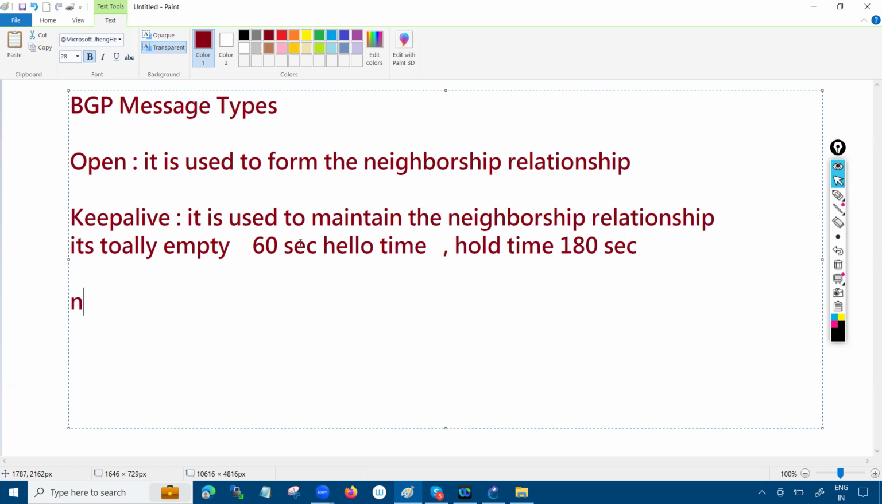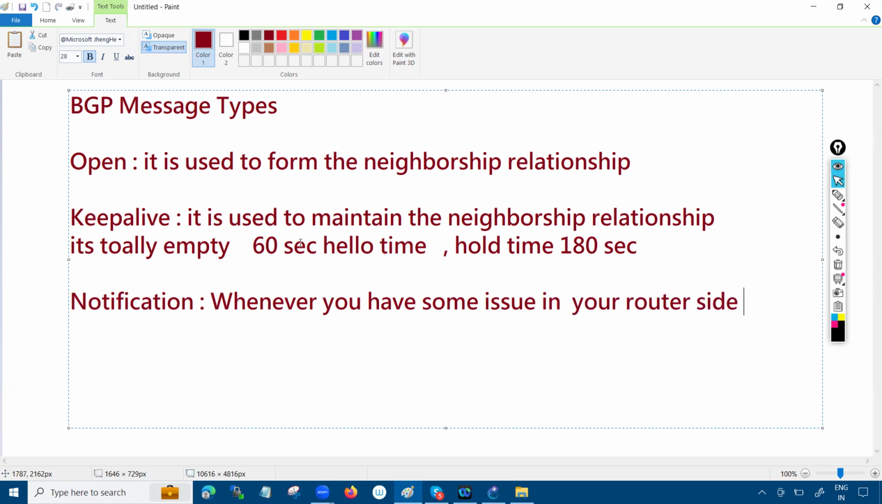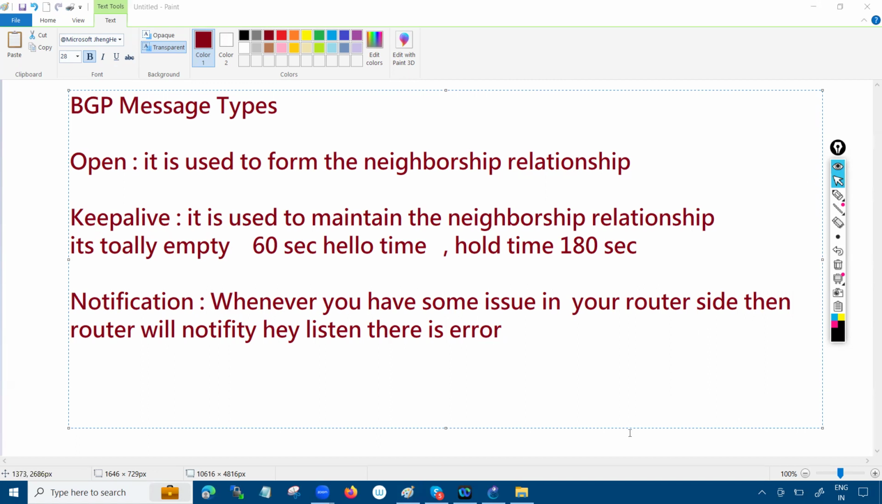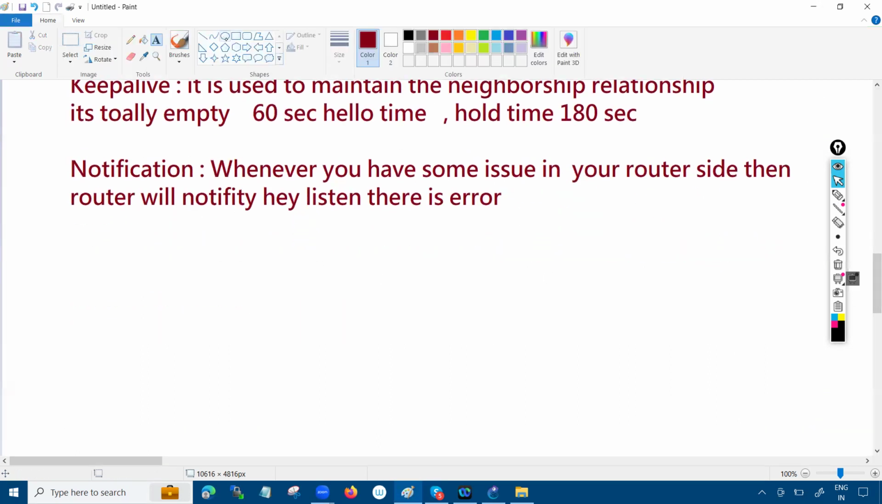The next packet we have is the notification packet, as the name suggests. Whenever you have some issue on your router side, the router will notify: hey, listen, there is an error. For example, we have router 1 and router 2. Understand this is router 1 and router 2, and we have a link between this one and this one.